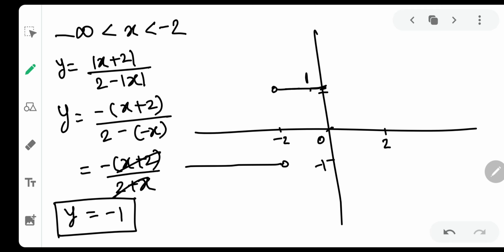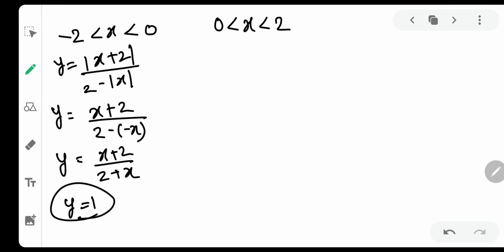Also you can see at minus 2 the function is discontinuous, because to the LHS of the function the value is minus 1 and to the RHS of the function the value is plus 1. Hence you can see that the left hand limit of minus 2 is minus 1 and the right hand limit of minus 2 is plus 1. Hence the function is discontinuous at x equal to minus 2, and at 0 we got the value of y as 1. Very good. From 0 to 2 what will happen?